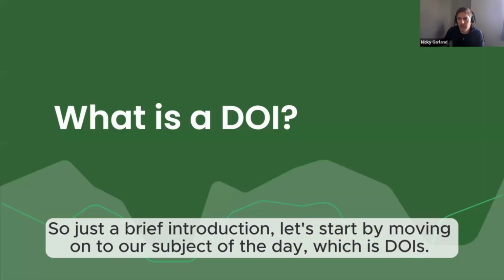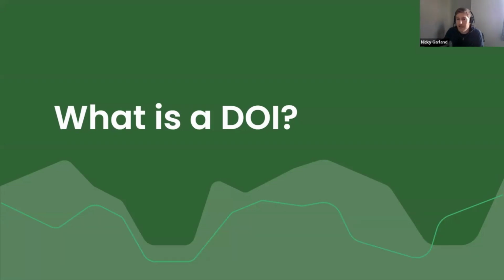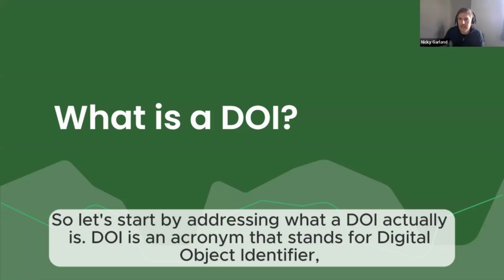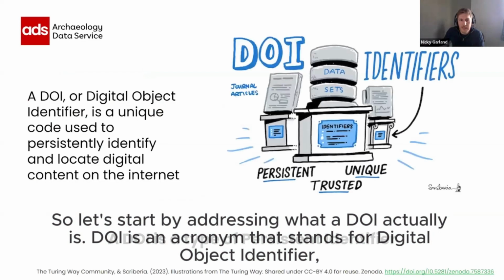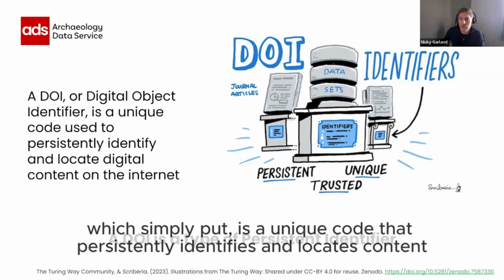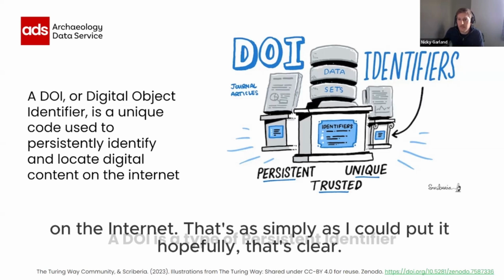Let's start by moving on to our subject of the day, which is DOIs. So let's start by addressing what a DOI actually is. DOI is an acronym that stands for Digital Object Identifier, which simply put is a unique code that persistently identifies and locates content on the internet. That's as simply as I could put it.